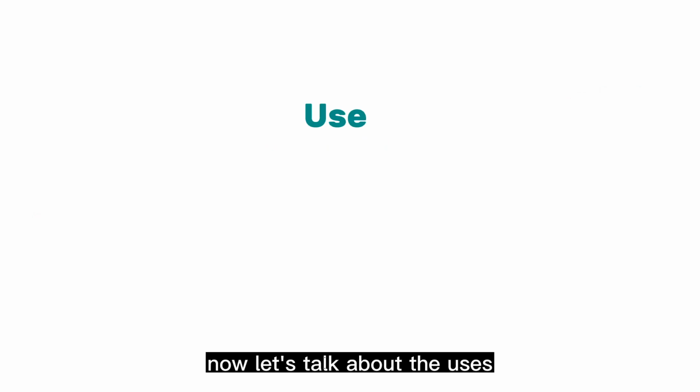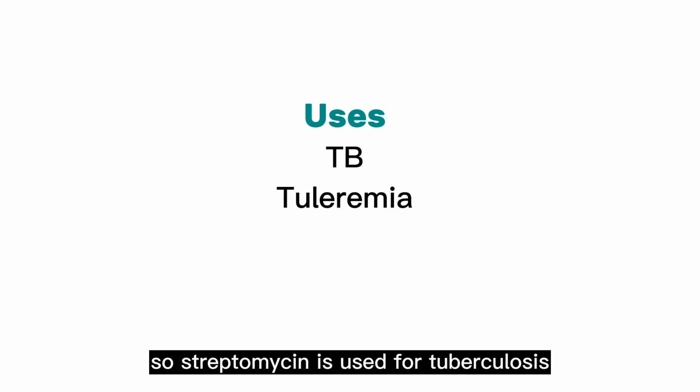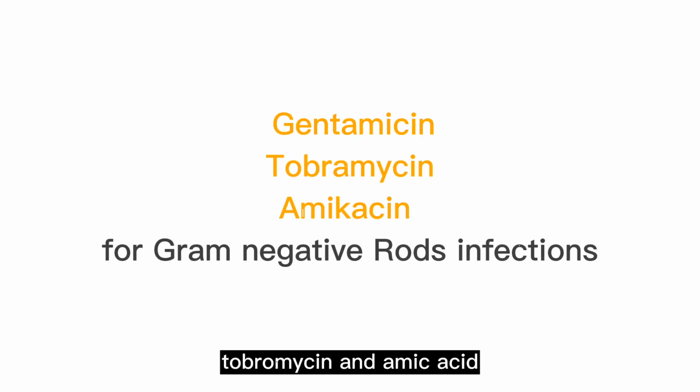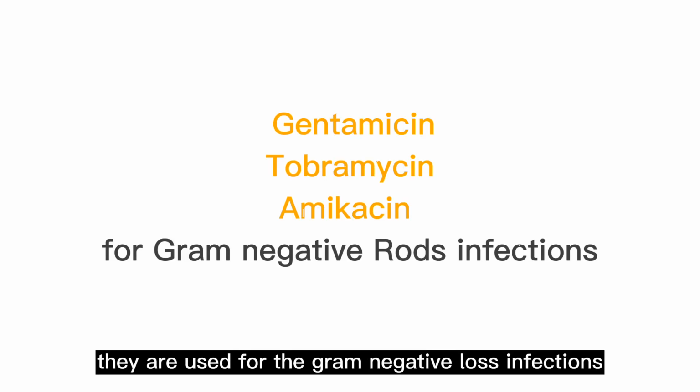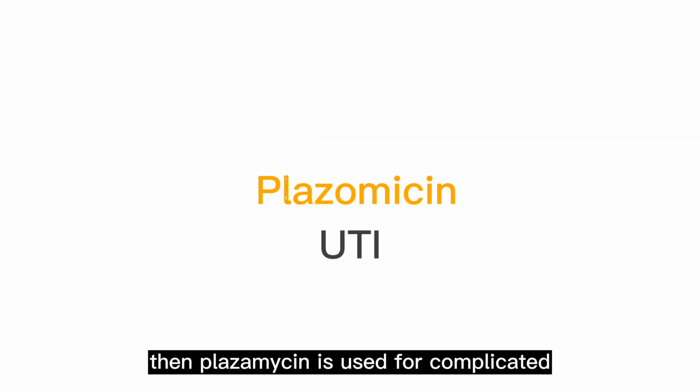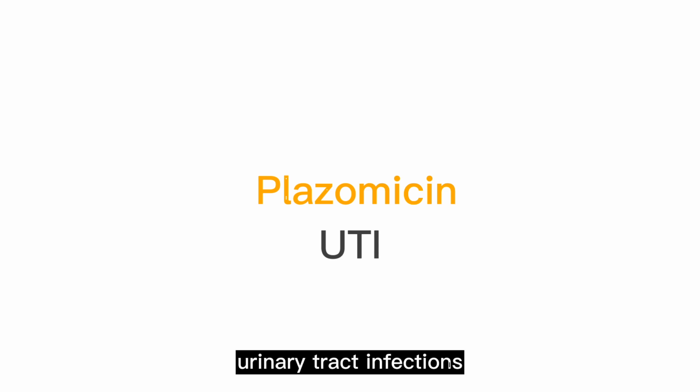Now let's talk about the uses. So streptomycin is used for tuberculosis, tularemia, plague, and brucellosis. Then gentamicin, tobramycin, and amikacin, they are used for the gram-negative rod infections, including the Pseudomonas aeruginosa. Then plazomycin is used for complicated urinary tract infections.